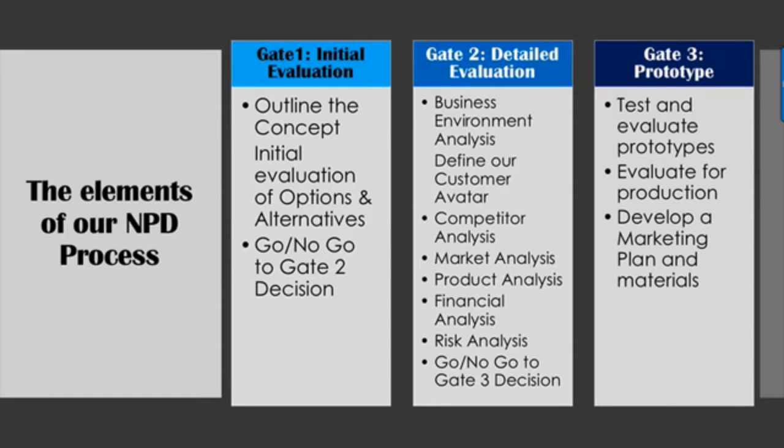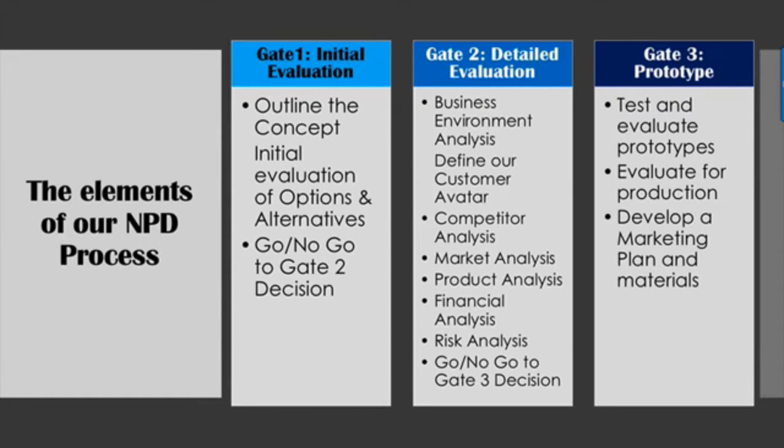Once you've decided to sign off and go to that next point, and invest the money and the time and the energy, we then go into Gate 2. We do a far more detailed evaluation. So we look at the business environment we're working in, clearly define our customer, what the competition is up to, what's happening across the marketplace, what's happening with the product. We do some financial analysis, we do some risk analysis, and then we make another decision on whether we're going to go to the next phase.